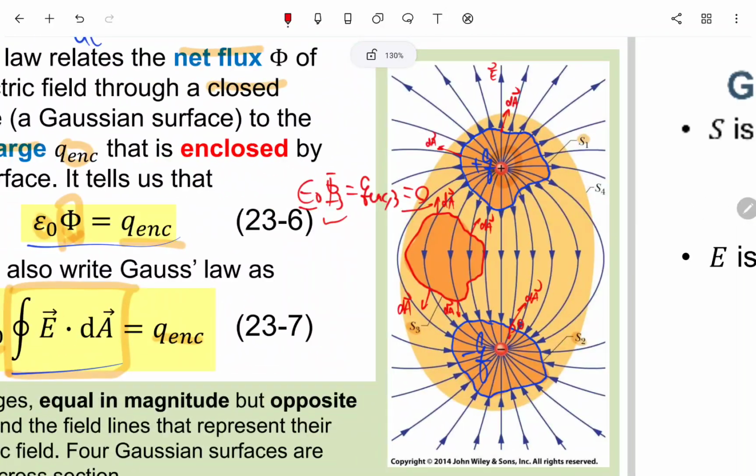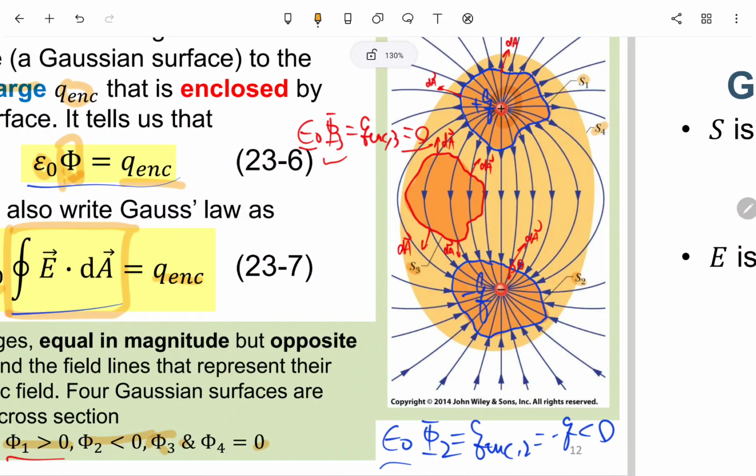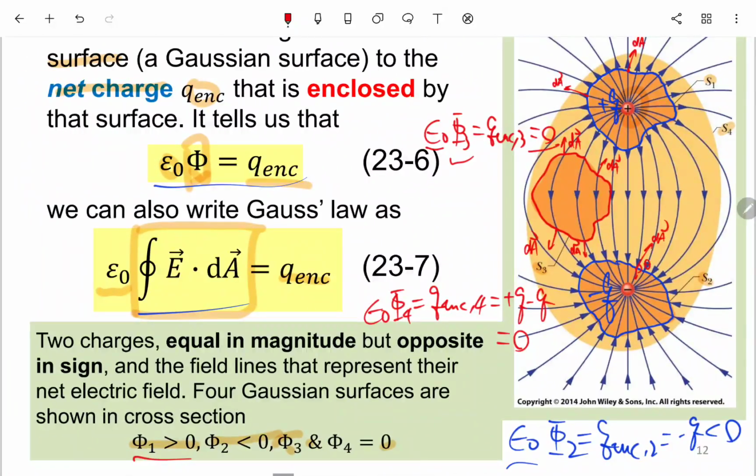And then for the fourth case, the big egg, a big oval. So S4 is this one, enclosing both positive and negative Q. Which means that epsilon naught phi 4 equals Q enclosed 4, which is plus Q minus Q, which is also 0. So phi 4 is also 0.